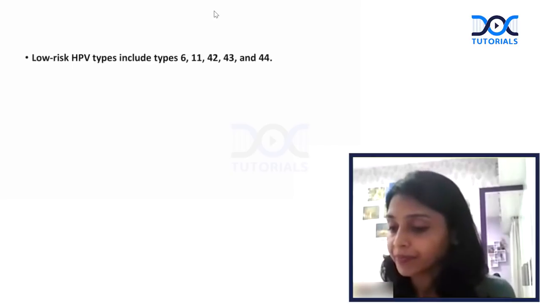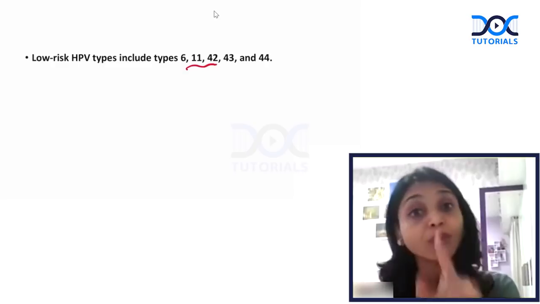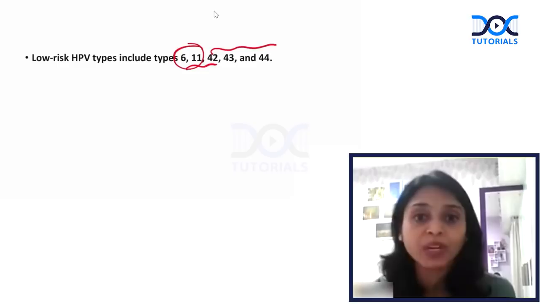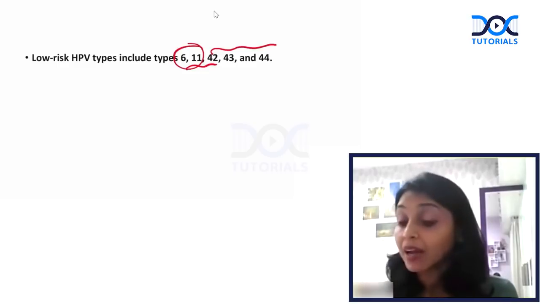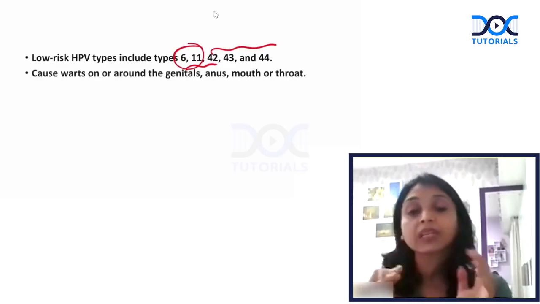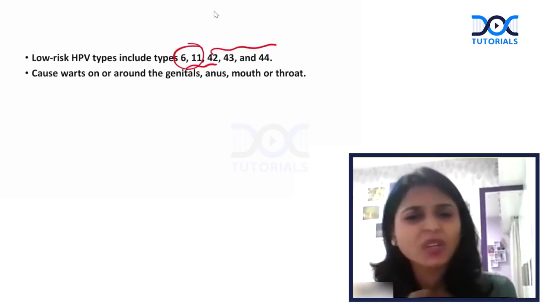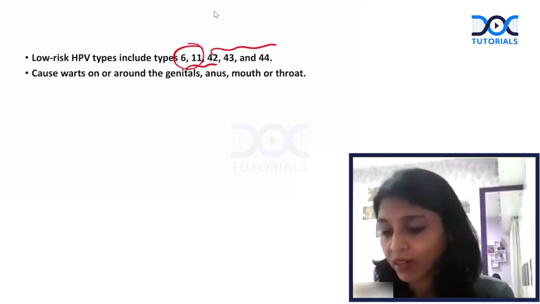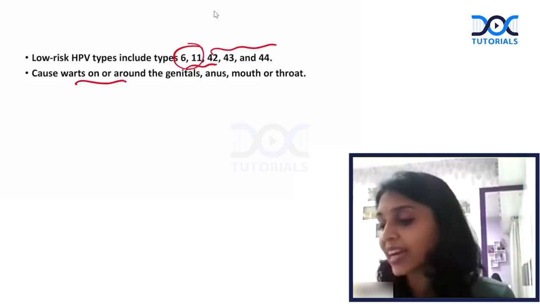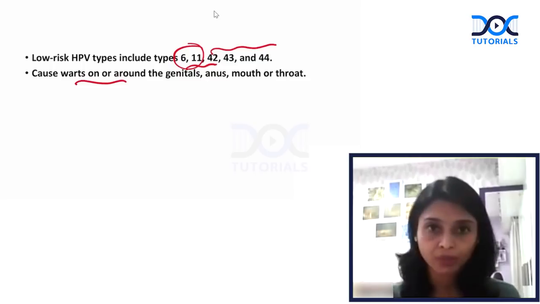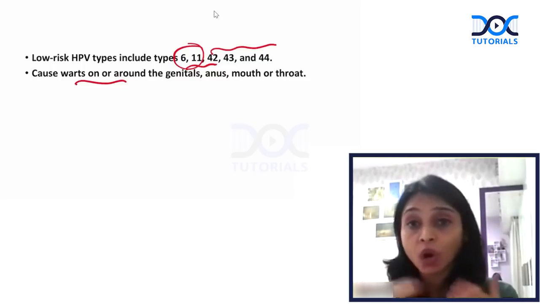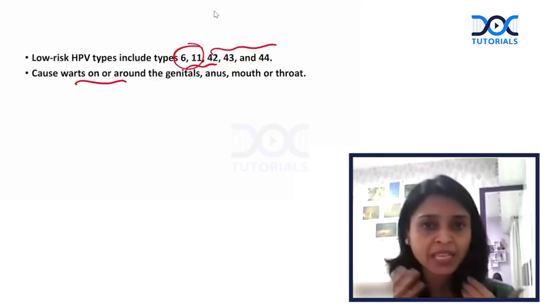Low risk are 6, 11, 42, 43, 44. 6, 11, that you know. We have 3 more, usually 42, 43, 44. Whereas high risk, a lot. Now, what about low risk? Low risk usually don't cause much of a disease except some warts around the genital, anus, mouth, or throat. And low risk HPV, throat, mouth, and such places, right?